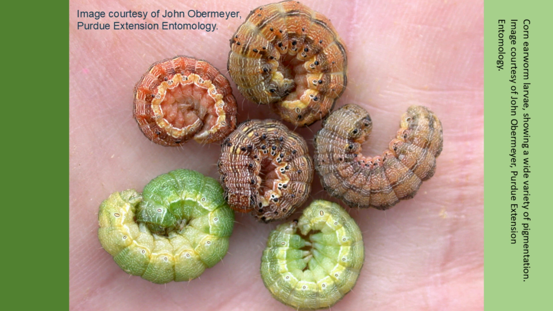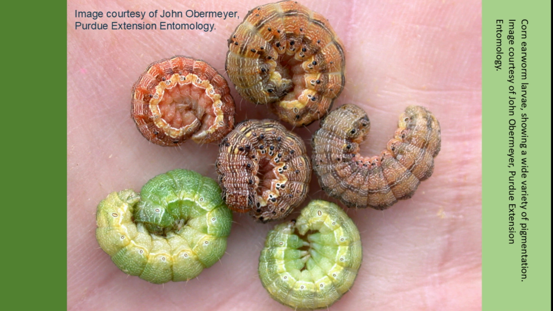In this image, you're seeing corn earworm larvae showing a wide variety of pigmentation. Take a few moments to review this image and understand the different pigmentation of the larva.